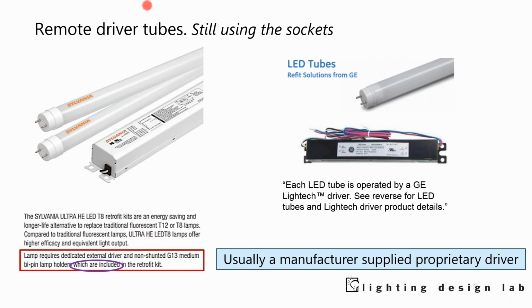So remote driver tubes still using the sockets. So sometimes what we'll have is this is the UL type C, where we have a driver and the tubes are included. So the lamp requires a dedicated external driver, and you may have to change the sockets, but they give you all of that, the sockets and the driver and the tubes, as one happy family there.